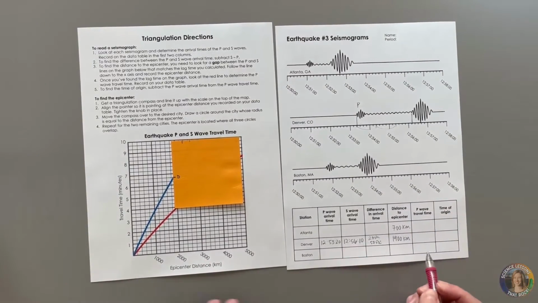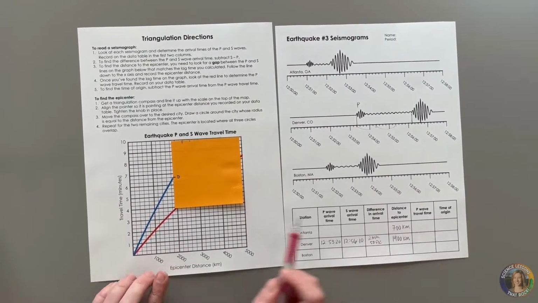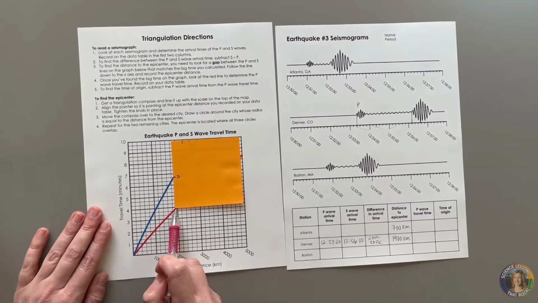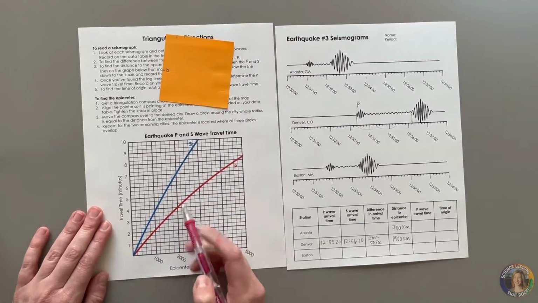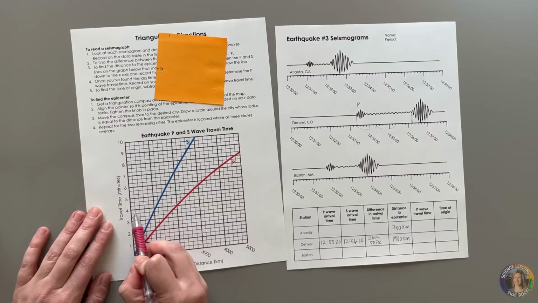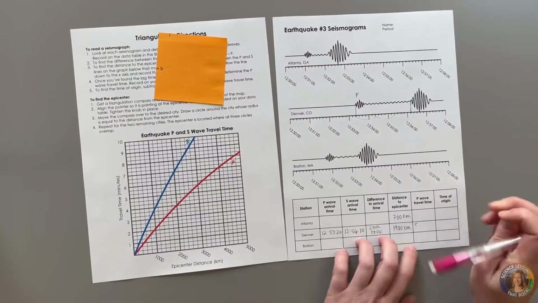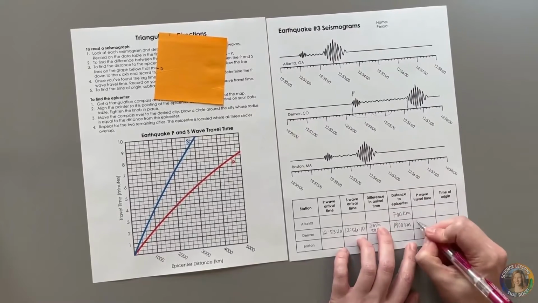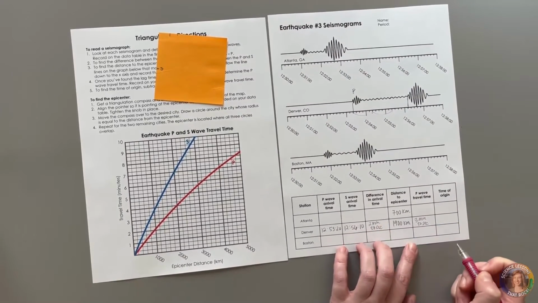Okay, before they lift up their sticky note, I tell them how long did it take for the P wave to arrive. So when does this sticky note hit the red line? Because the red line is P. Okay, so that was right there. So all they have to do is go over here. It was at 3 minutes and 50 seconds. So it took 3 minutes and 50 seconds for the P wave to arrive.